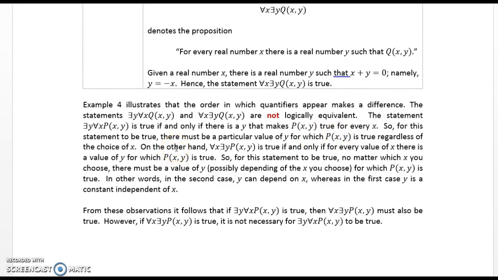On the other hand, "for all x there exists y, P(x,y)" is true if and only if for every value of x there is a value of y for which P(x,y) is true. So for this statement to be true, no matter which x you choose, there must be a value of y, possibly depending upon the x you choose, for which P(x,y) is true. In other words, the second case can depend upon x, whereas in the first case, y is a constant independent of x.